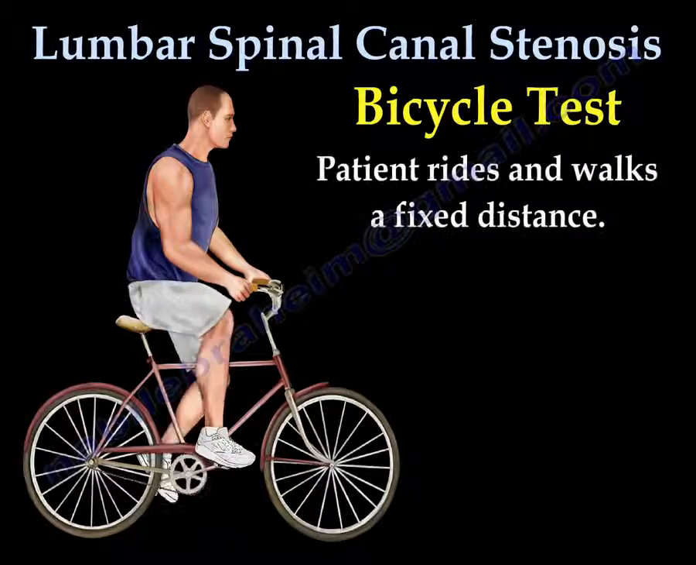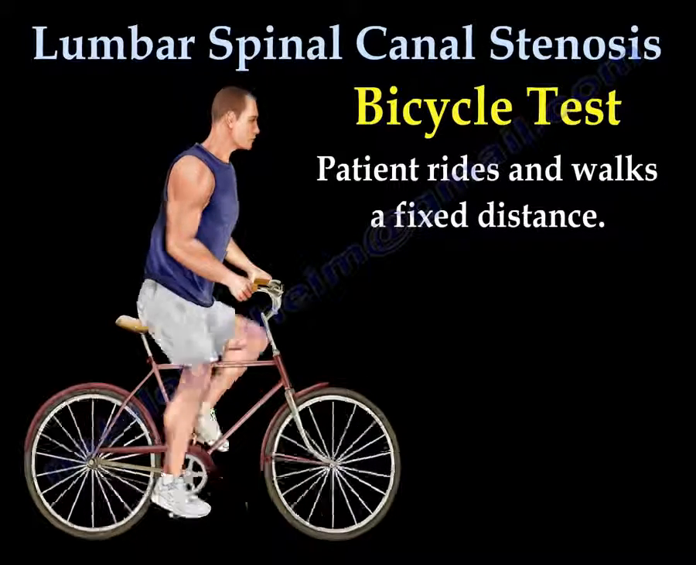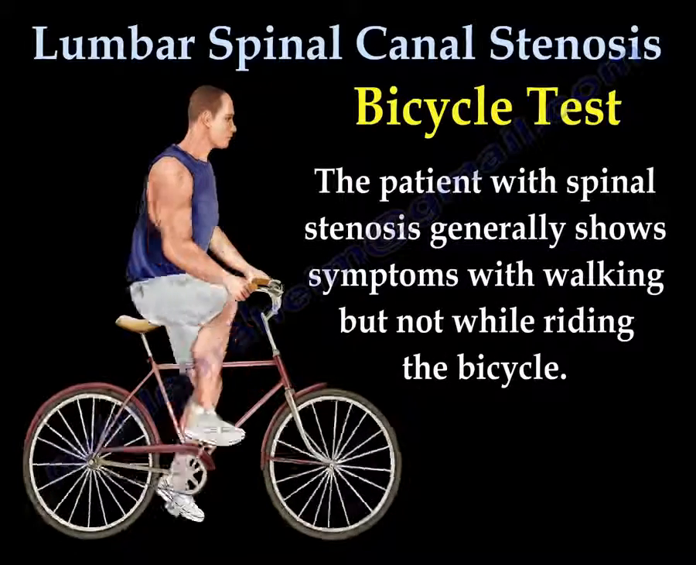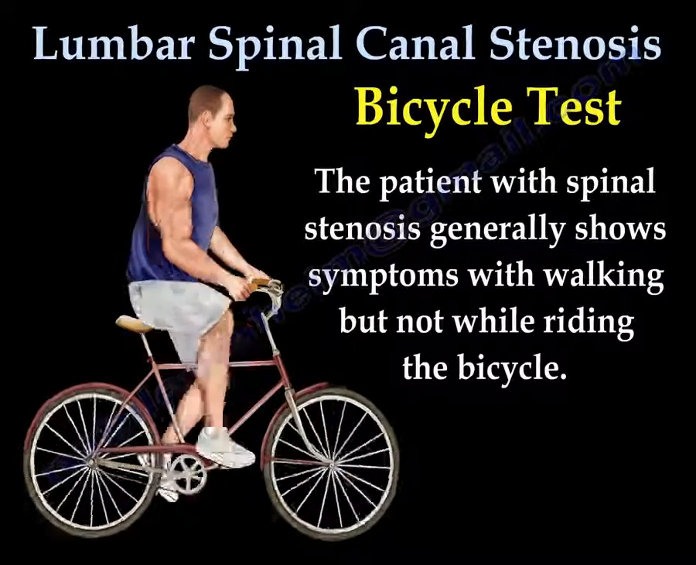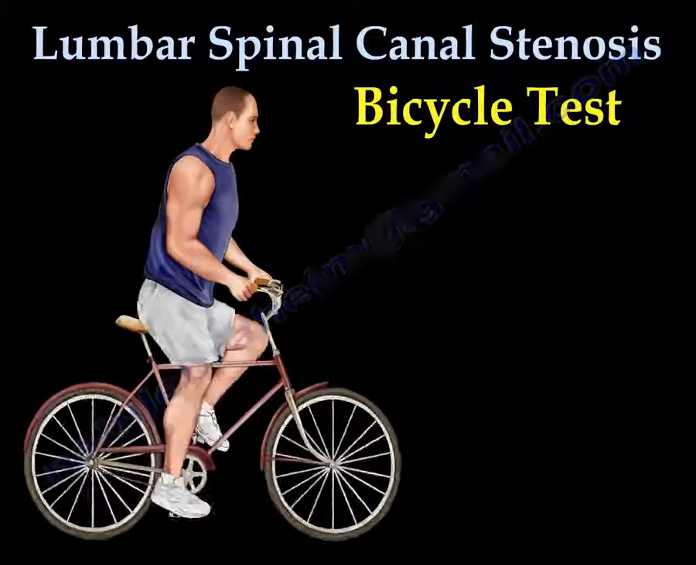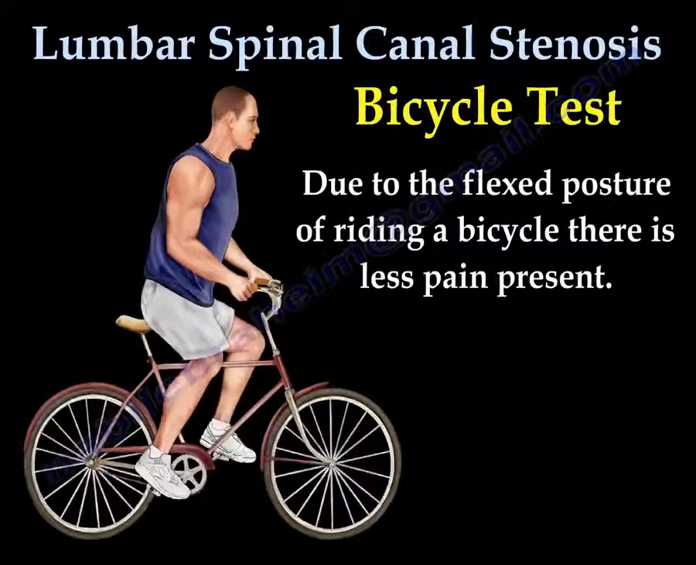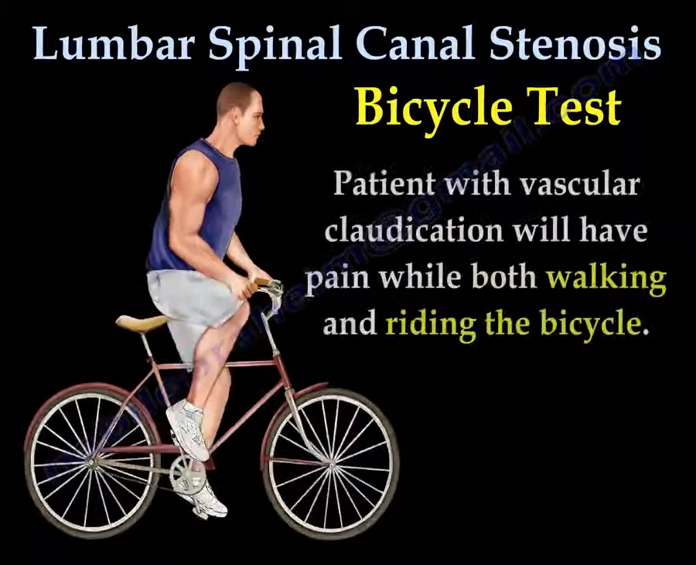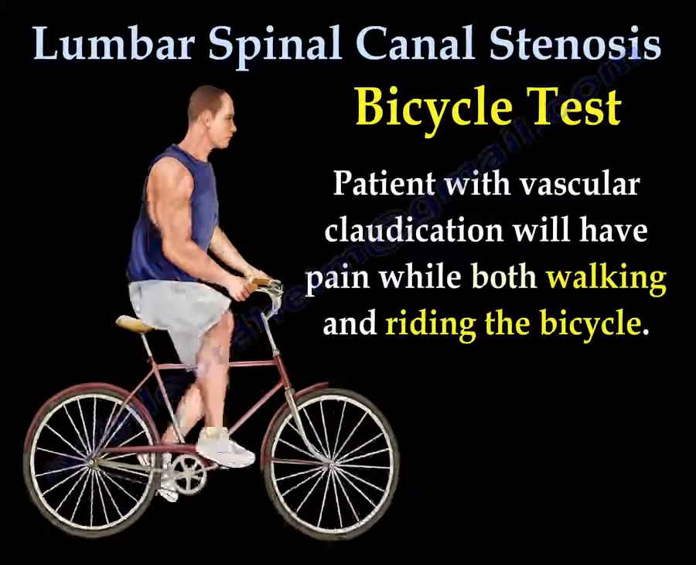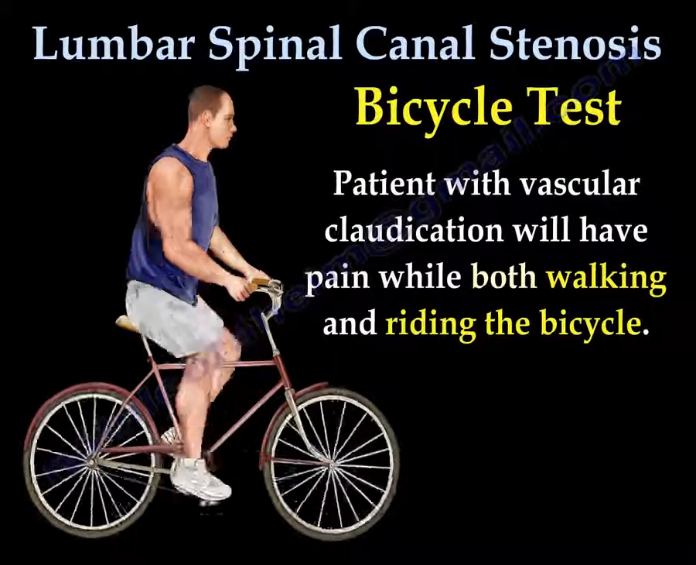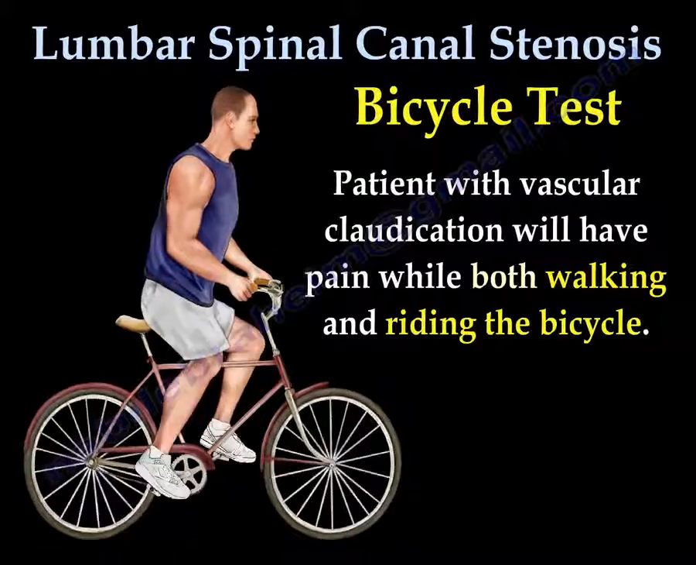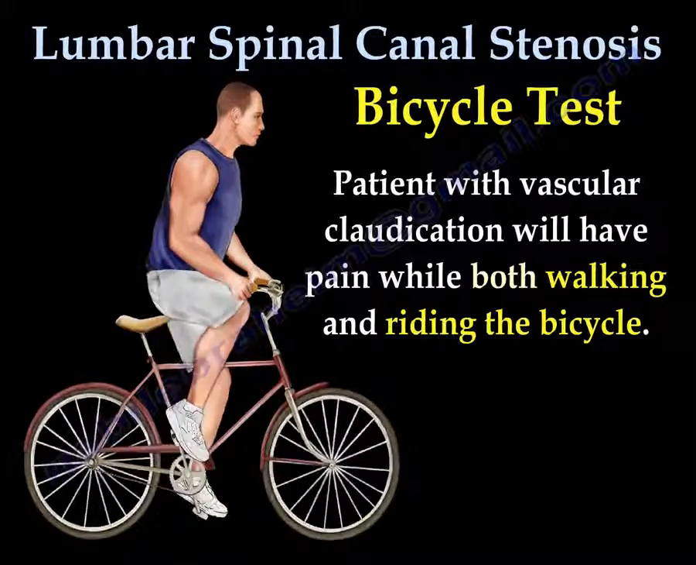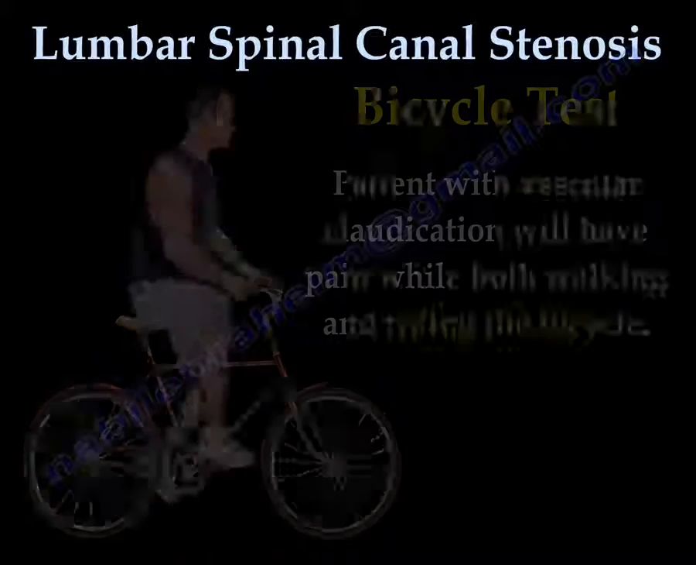Bicycle test. The patient rides and walks a fixed distance. The patient with a spinal stenosis will show symptoms with walking but not while riding the bicycle, because he's flexing his spine when he's riding a bicycle, so the pain improves. The patient with vascular claudication will have pain while he's walking and while he's riding the bicycle. Posture doesn't mean anything for a patient with vascular claudication.